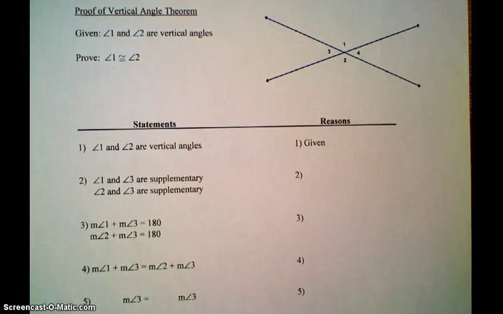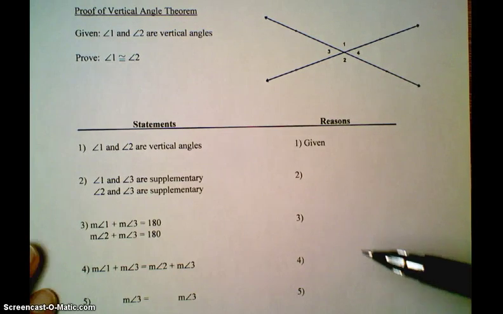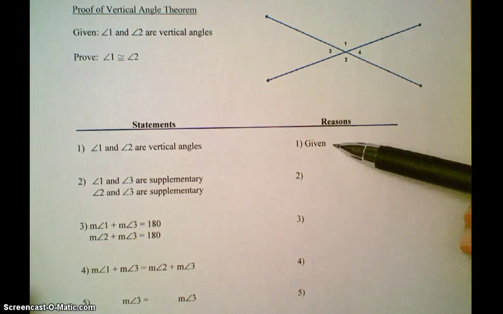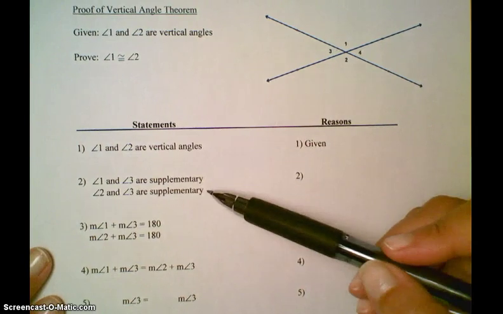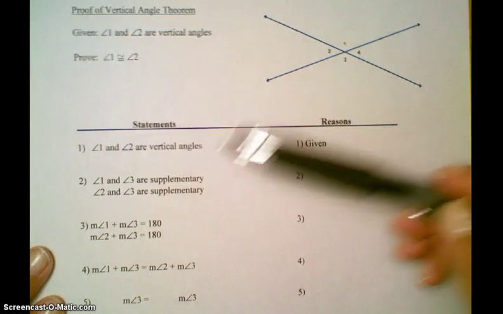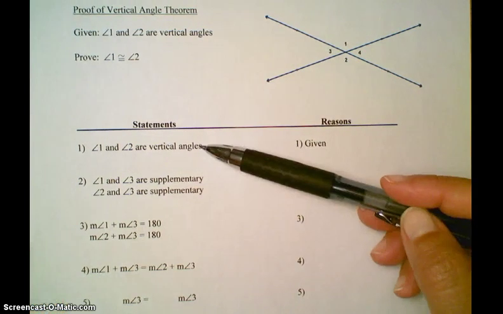Okay, here we are on page 2, and we are proving the vertical angle theorem. So in our picture, we're given angle 1 and angle 2 are vertical angles, and we're trying to prove that angle 1 is congruent to angle 2. Okay, well, I can't mark in a picture that angles are vertical, so I'm just going to go ahead and start my proof. So your first statement will almost always be you're given. Easy enough. Your second statement, well, I need to prove angle 1 and angle 2 are congruent, and I can't use the theorem yet because I'm trying to prove it.